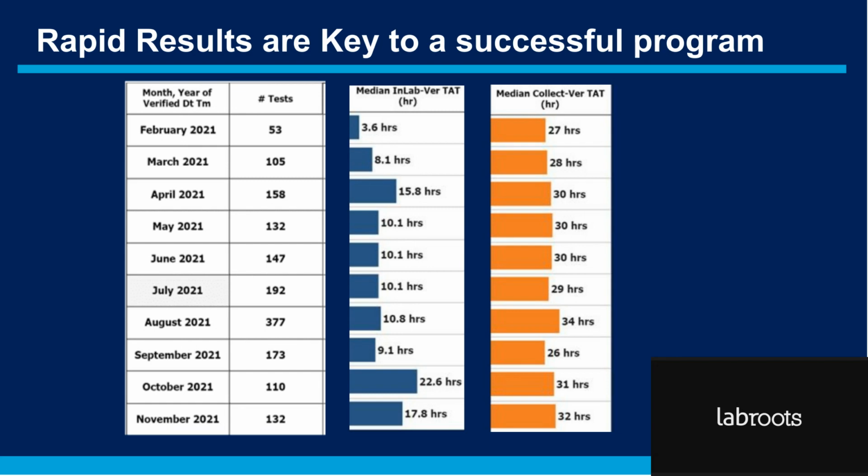And here I'm showing the volume of testing in each month, and you can see that it's going up and down, but mostly up. In some cases, there are some events that prompt more screening. And I'm showing you the turnaround time from the in-lab stamp to the final result, the verified result, which is important, but also as important and more important is the collect to verify turnaround time, which hovers around 30 hours.